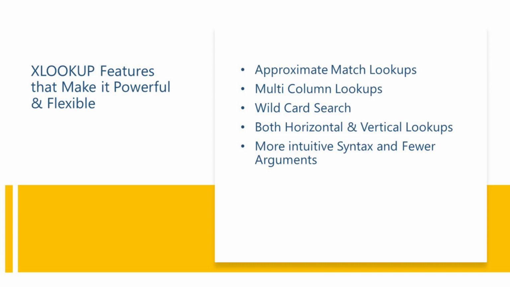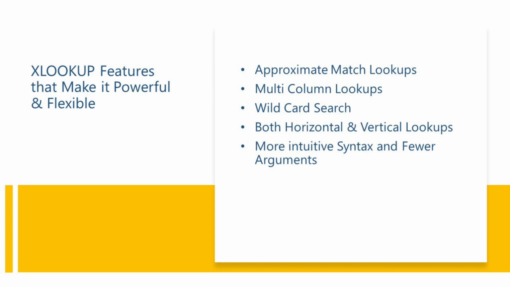For example, it can be used to perform approximate lookups. That means the XLOOKUP function can find the closest match to a lookup value even if the exact match is not found. This feature can be helpful in a lot of scenarios. For example, assigning student grades on the basis of their score, assigning bonus to employees on the basis of target achieved. So we will look at some of these examples later in this video.